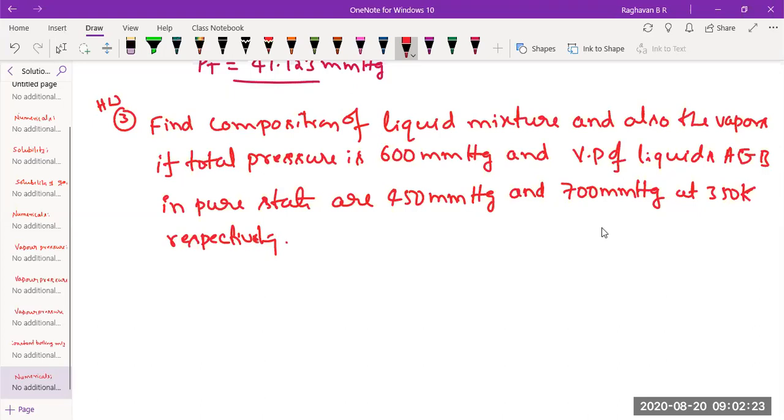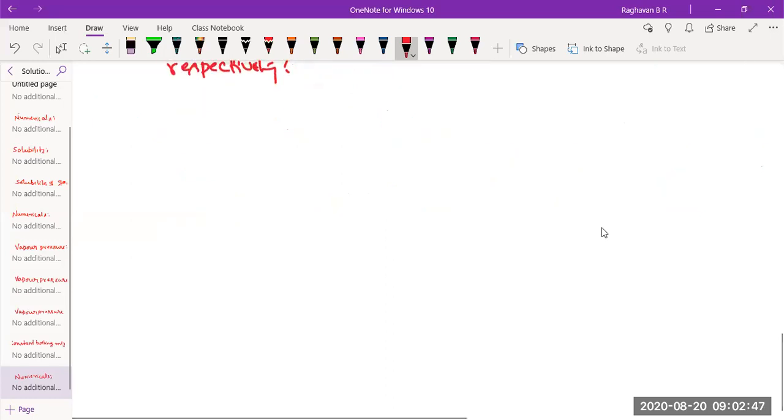So you need to just find the composition of liquid mixtures, that means in the liquid solutions and also in the vapor. So if the total vapor pressure is given, so on. Come on, you need to take it as homework. So the previous Henry's law problem and this one, two homework now. We'll take up next.